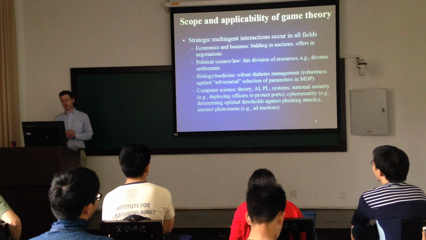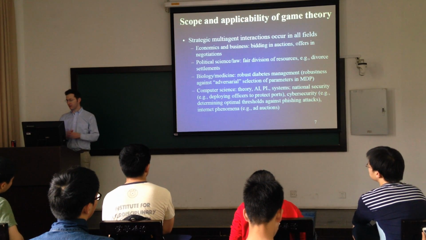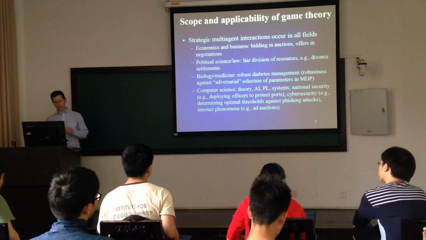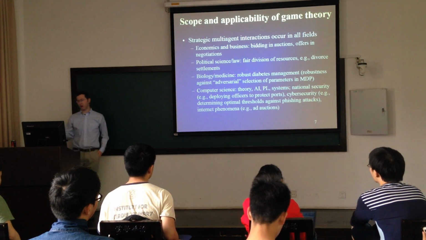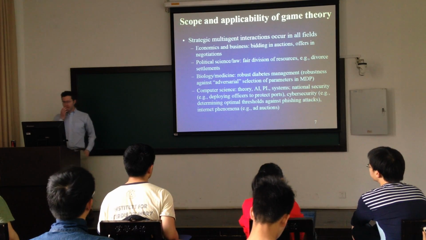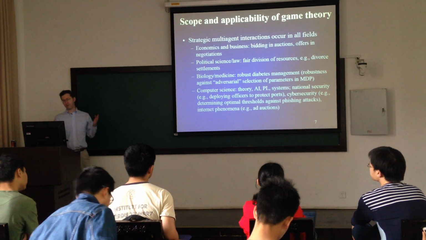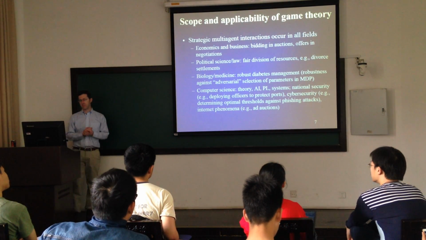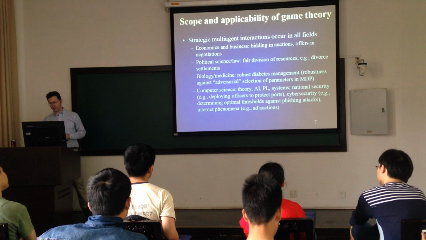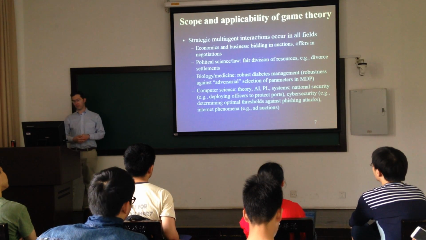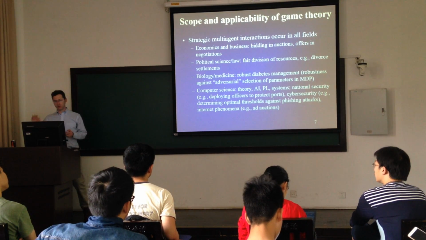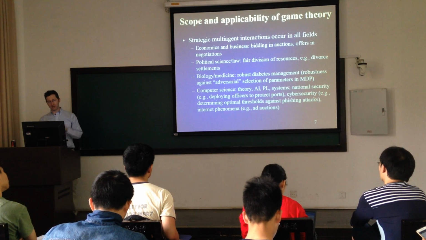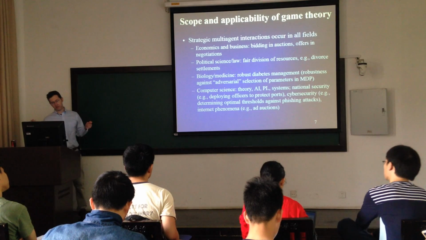And so within computer science, game theory has been studied and applied to all the different areas: to theory, to AI, to programming languages, to systems. A few examples are national security, deciding how to deploy officers to protect ports and coming up with randomized policies for when to conduct surveillance. There's cybersecurity, for example, deciding optimal thresholds to prevent against phishing attacks, and a lot of phenomena of the internet, such as ad auctions.